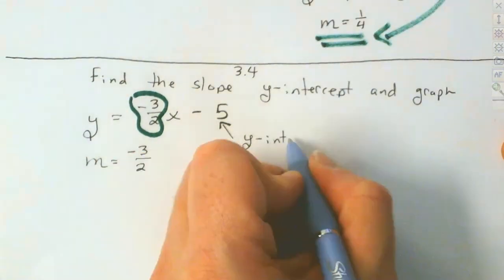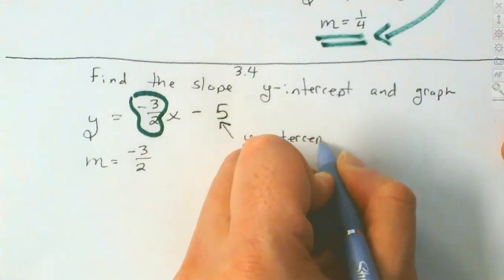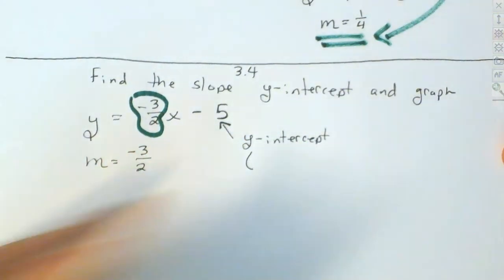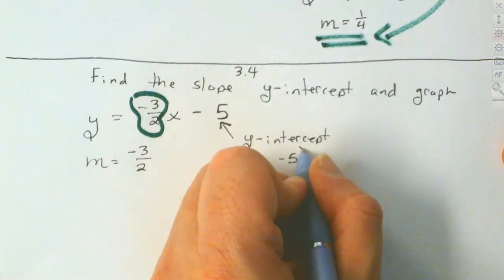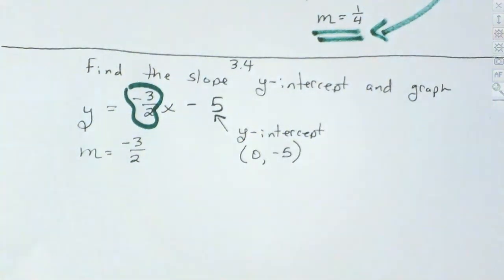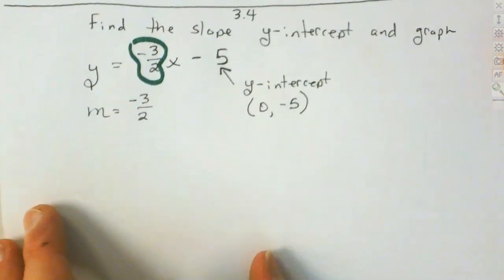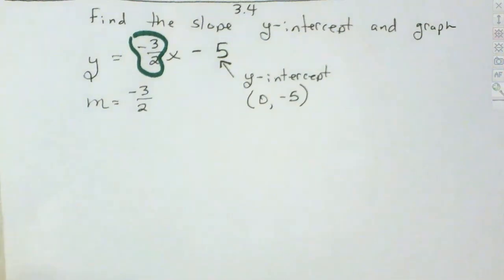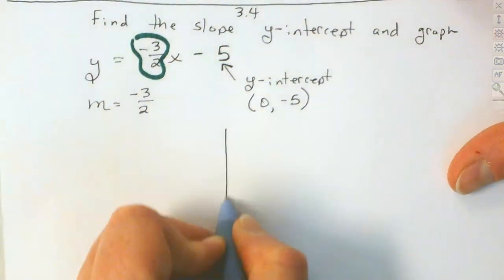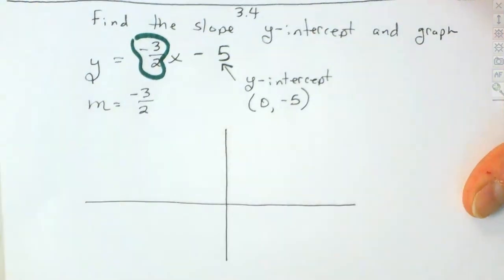I didn't have you find it, but I'm going to have you find it now. And we write that as an ordered pair, and that would be (0, -5). Is everyone okay with that? So the number on the end is your y-intercept, and you write it as an ordered pair. Now, we learned how to graph earlier today. We learned how to graph a line when you're given a point and you're given a slope. So we can graph this because we've got a point and we've got our slope. Now, the y-intercept, that's going to be our starting point.